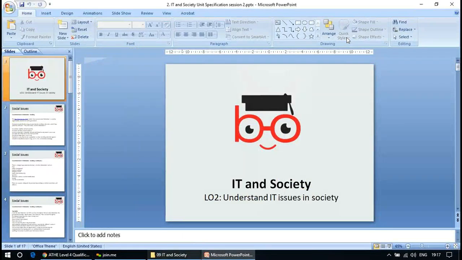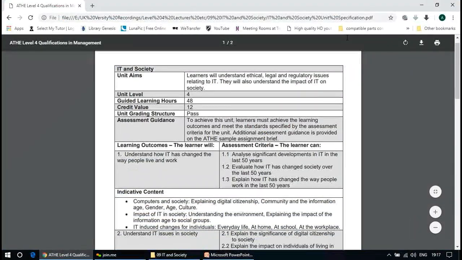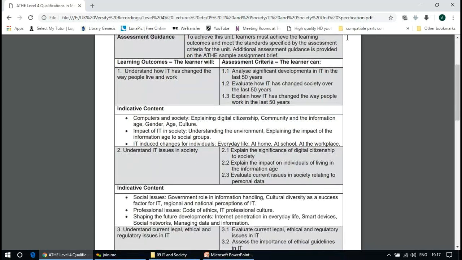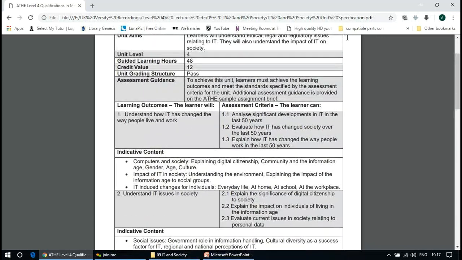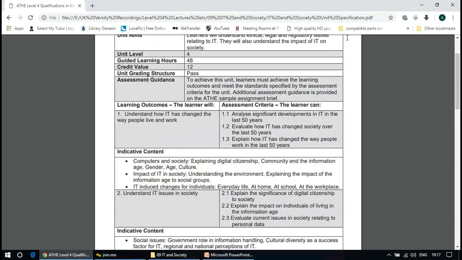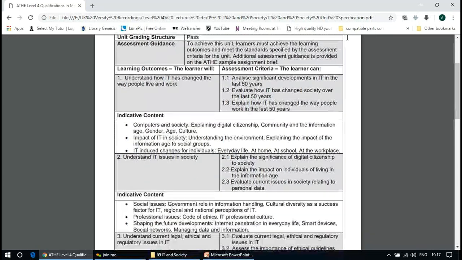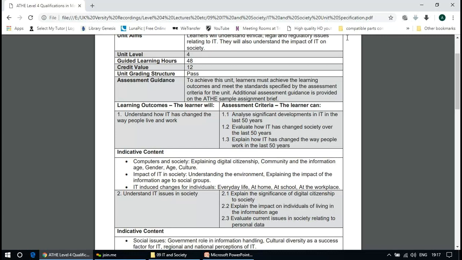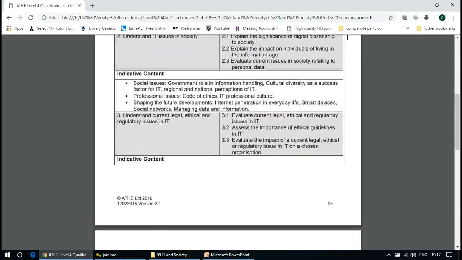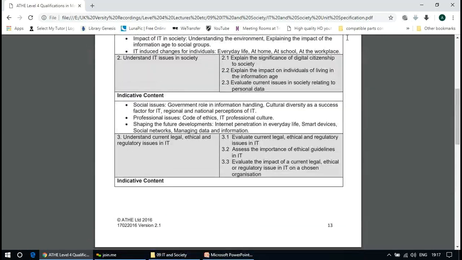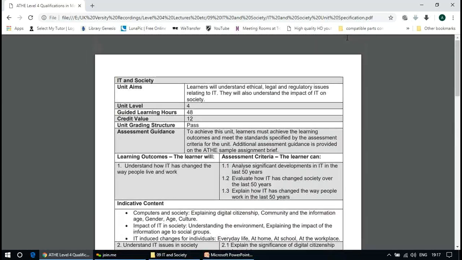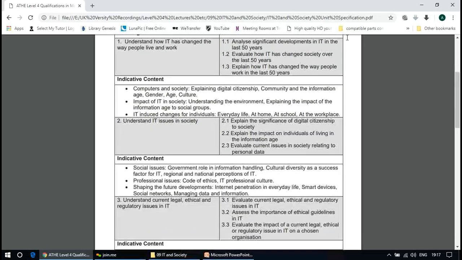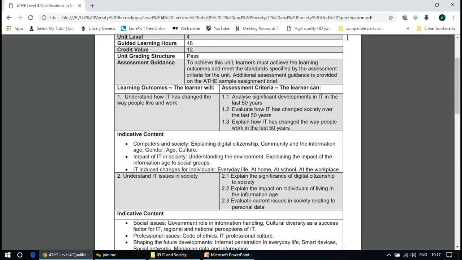Right. So, IT and society, that's not a very difficult unit, is it? It's okay, like a kind of magazine you are reading, getting some general information. There aren't any technical things.